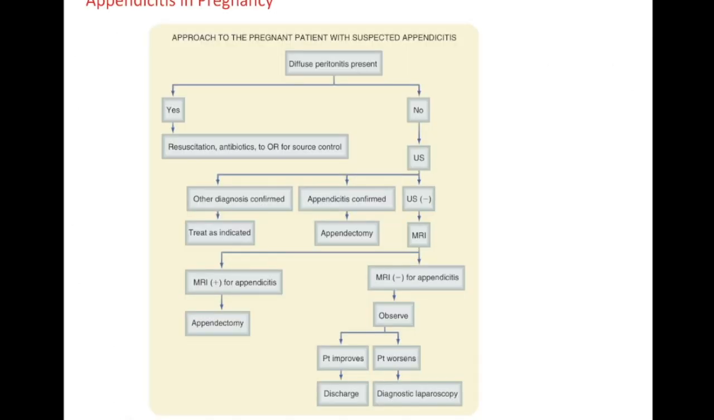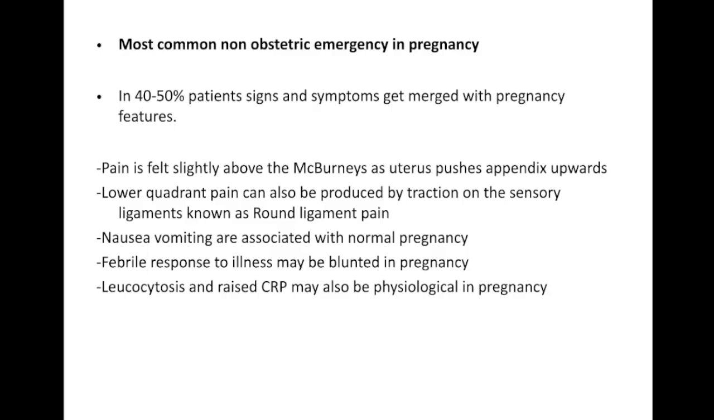For pregnant patients presenting with suspected appendicitis, such patients should undergo ultrasonography, and if appendicitis is confirmed, they should undergo an appendectomy. If ultrasound shows no such findings, an MR can be considered in cases of high clinical suspicion. If the MR is suggestive of appendicitis, they should undergo appendectomy. So, appendicitis still remains the most common non-obstetric emergency in pregnant patients.